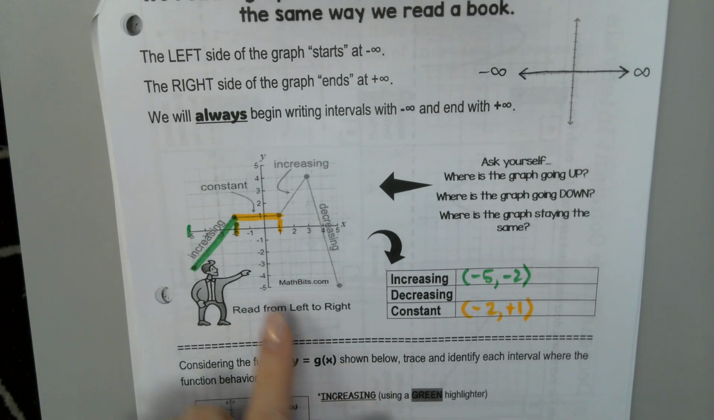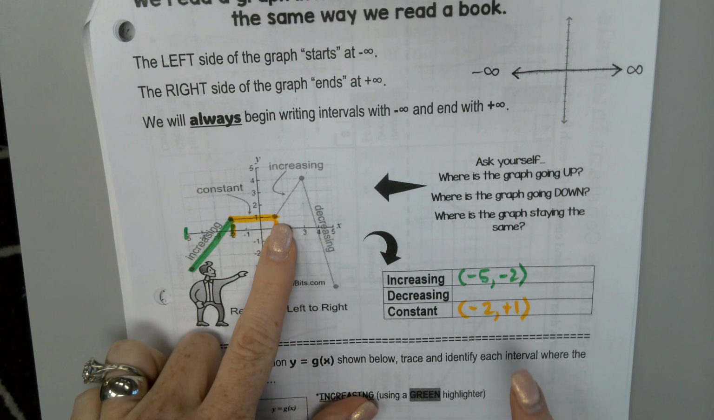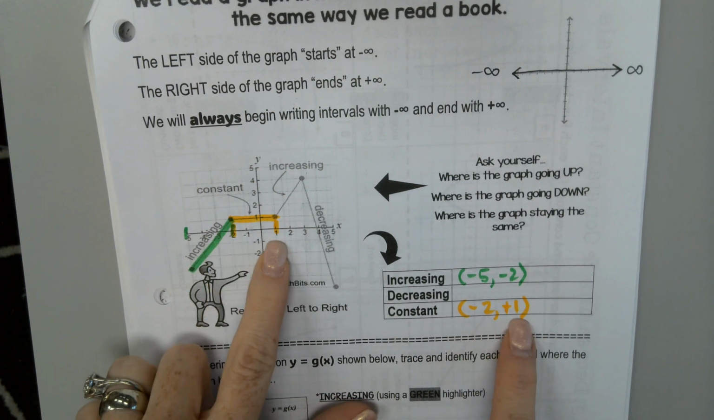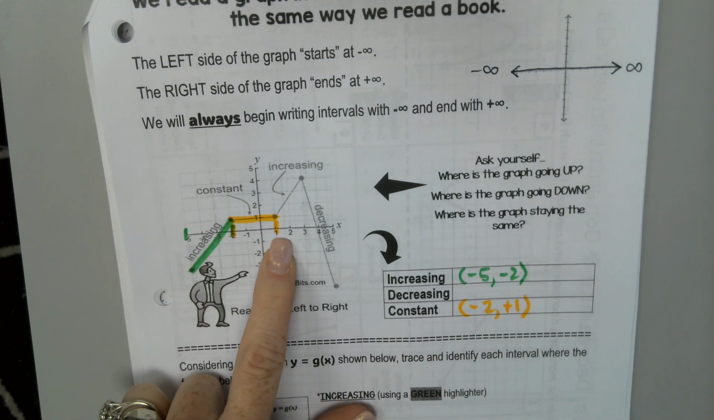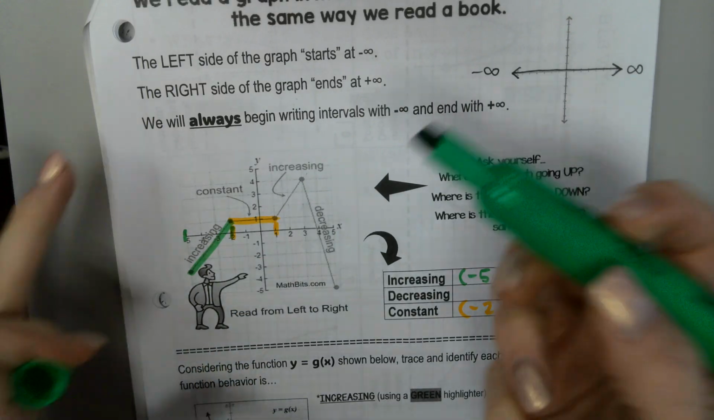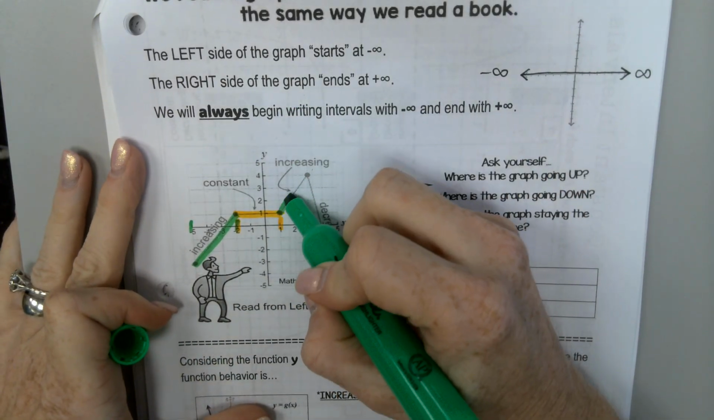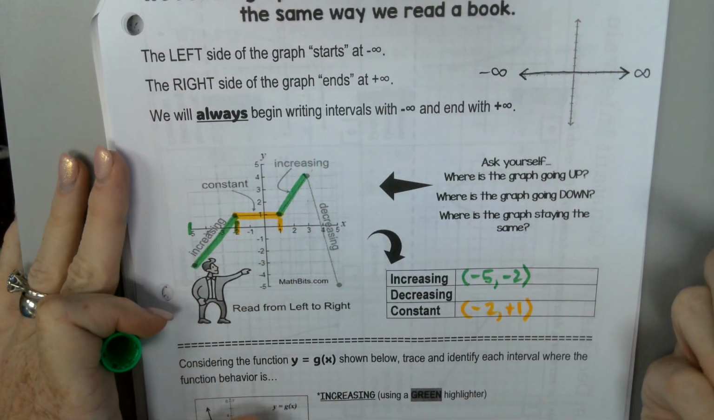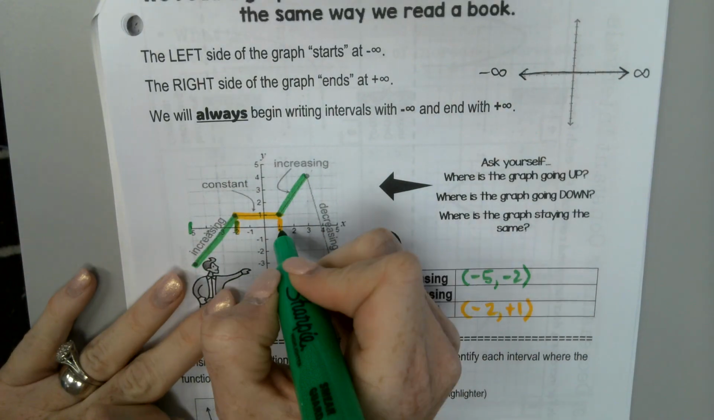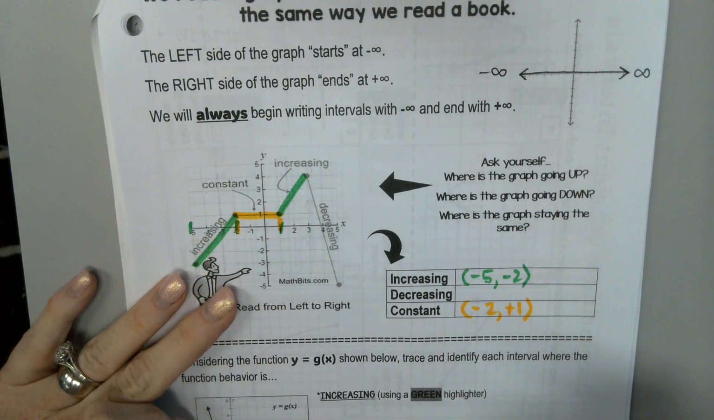Let's keep going. I just wrote down my constant interval, which happened from -2 to +1. We made that correction. Then my graph starts going up again, so it's increasing. It was increasing from where it stopped being constant.